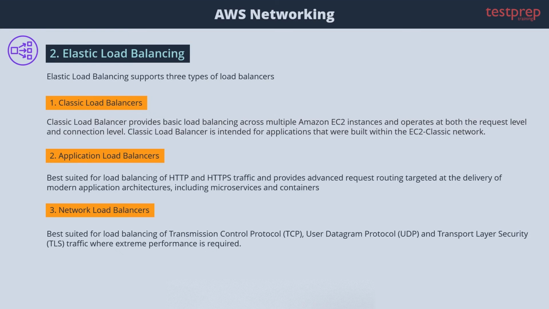Elastic Load Balancing supports three types of load balancers: Classic Load Balancers, Application Load Balancers, and Network Load Balancers. Classic Load Balancer provides basic load balancing across multiple Amazon EC2 instances, and operates at both the request level and connection level. Classic Load Balancer is intended for applications that were built within the EC2-Classic network.